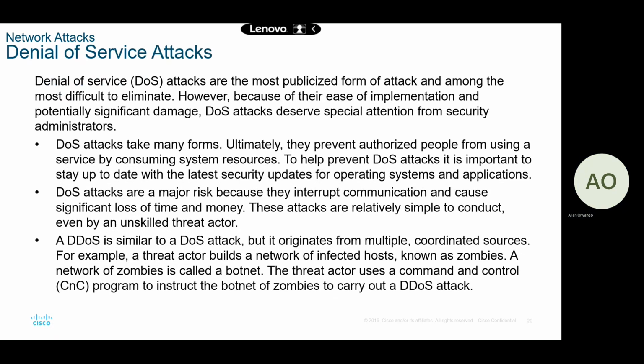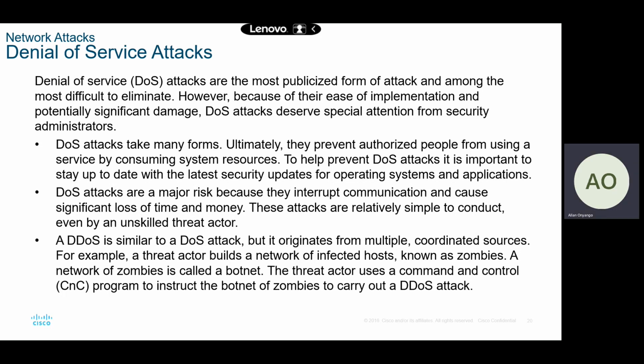So for denial of service attacks, of course, we'll be talking about this soon enough. We will be having a demonstration of the same when you get to the second module. This is one of the most sophisticated attacks because it's very difficult to prevent or to eliminate. Normally there are two versions of it. We have the denial of service, which is DoS, and then we have the distributed denial of service attack.